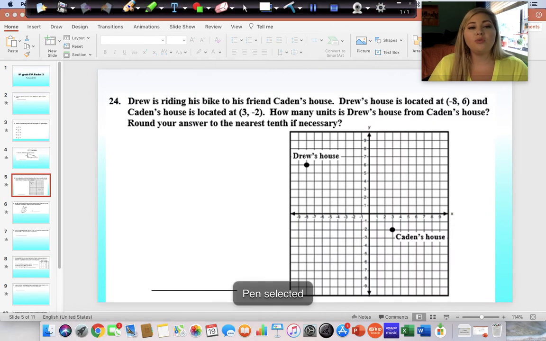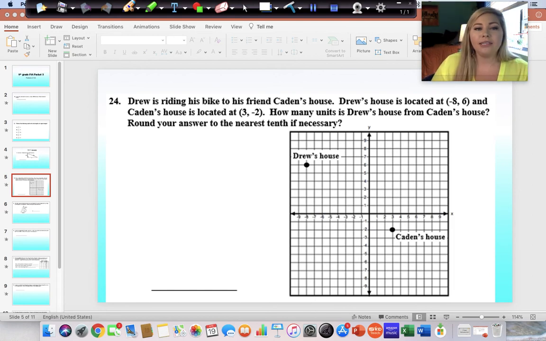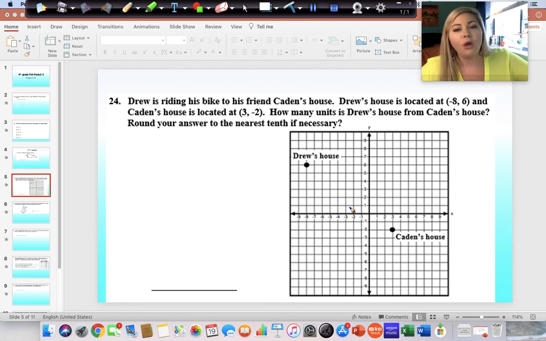Okay, it says Drew is riding his bike to his friend Caden's house. Drew's house is located at (-8, 6), and Caden's house is located at (3, -2). How many units is Drew's house from Caden's house? Round to the nearest tenth if necessary. Well, if we look here, this is simply a right triangle.